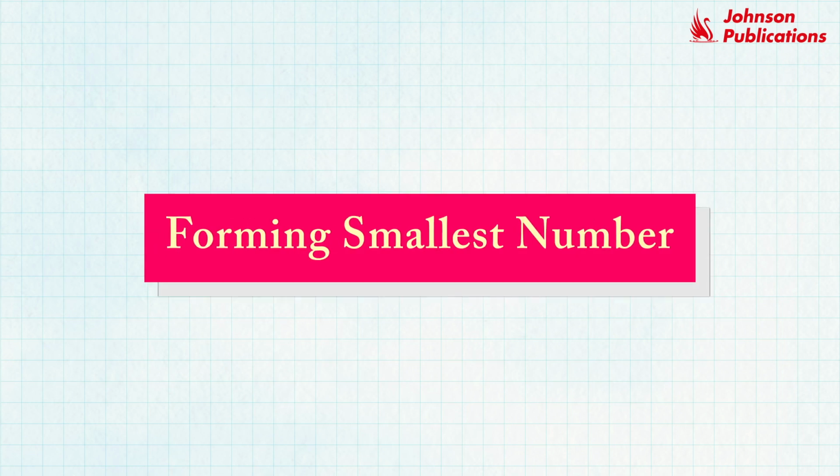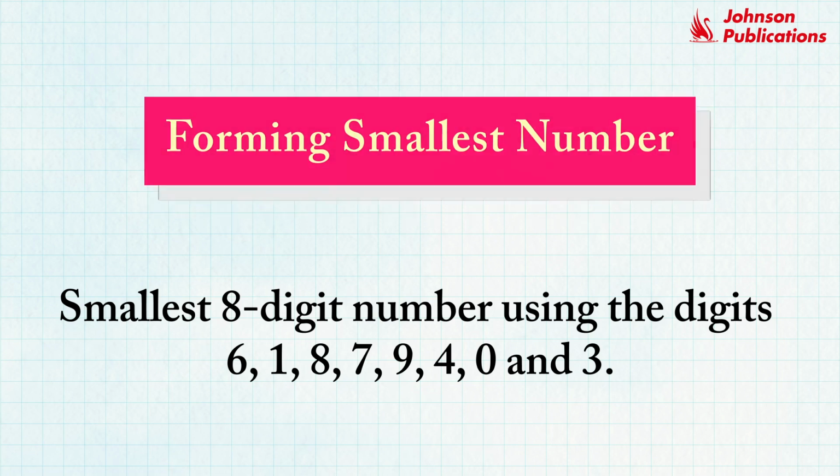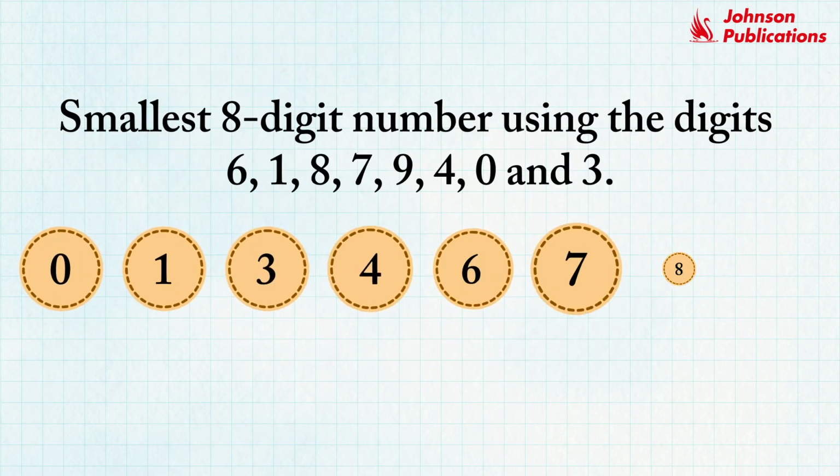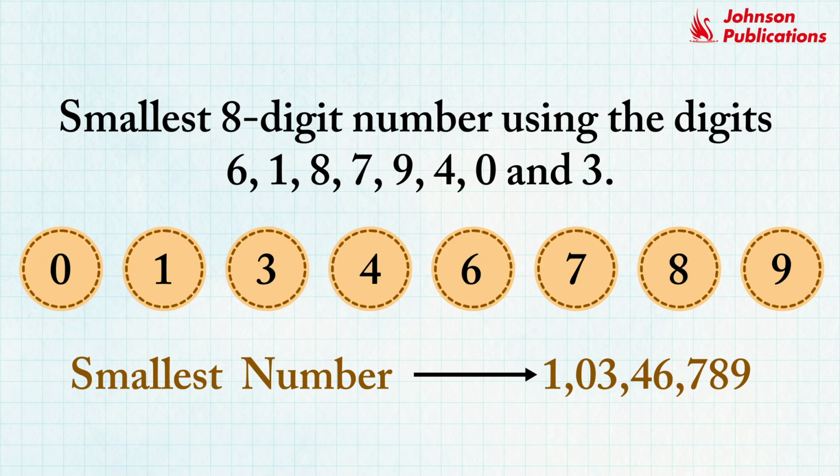To form the smallest number using a given set of digits, we arrange the digits in ascending order. For example, if we have to form the smallest number using these digits, then it will be this number.